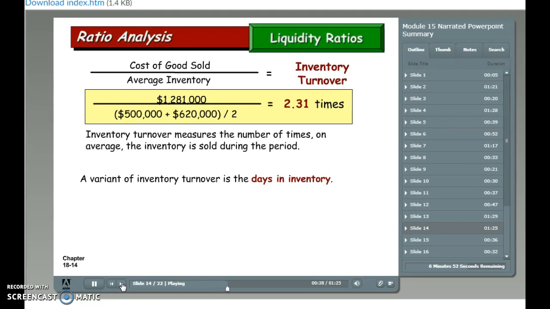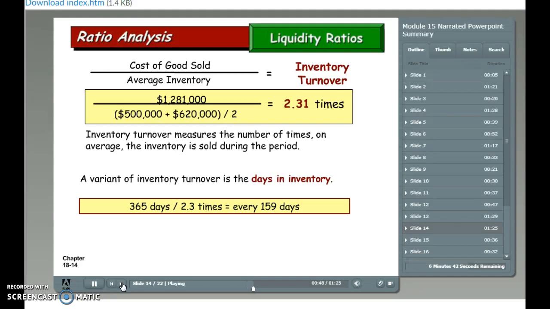Similar to the accounts receivable turnover and average collection period of accounts receivable, a variant of the inventory turnover is the days in inventory. For Quality, the days in inventory is 159 days.